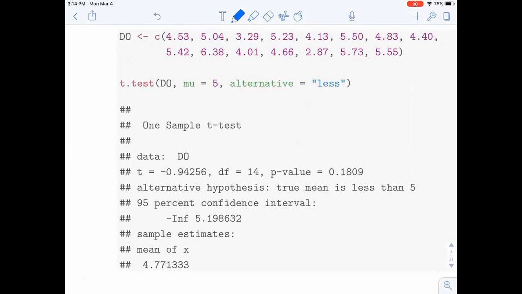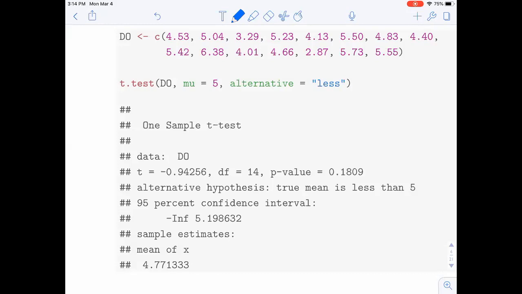Because it finds this t of negative 0.94256. Which is a little bit different from ours just because we were using rounded values. Right? But the t is very similar, degrees of freedom are the same, and it gives us a p-value of 0.1809. Right? We found our p-value to be between 0.15 and 0.2. Well, 0.1809 is between 0.15 and 0.2. So it's somewhere in there, and this is what it is specifically. It's just telling you what it's assuming the alternative hypothesis is.